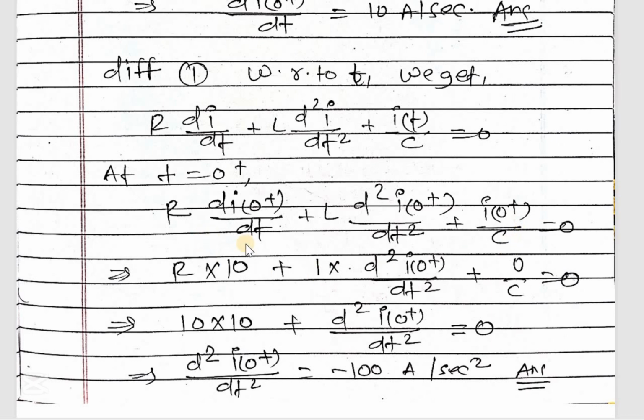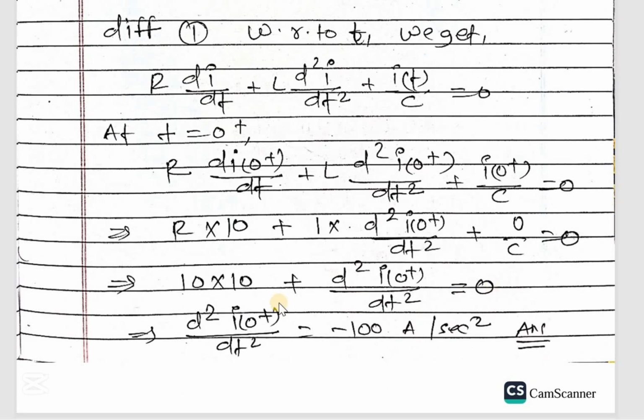Then this value we have already found, 10, and the value of R is already 10. The value of L equal to 1 is already mentioned in the question, and we have to find this value. This value i(0 plus) is 0, so 0 by C is equal to 0. Then 10 into 10 plus d²i(0 plus)/dt². Simplifying this, we get d²i(0 plus)/dt² equal to minus 100 ampere per second square.